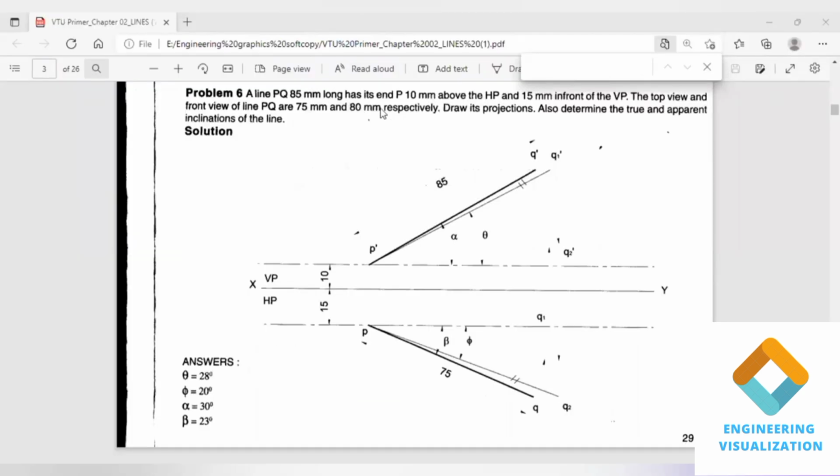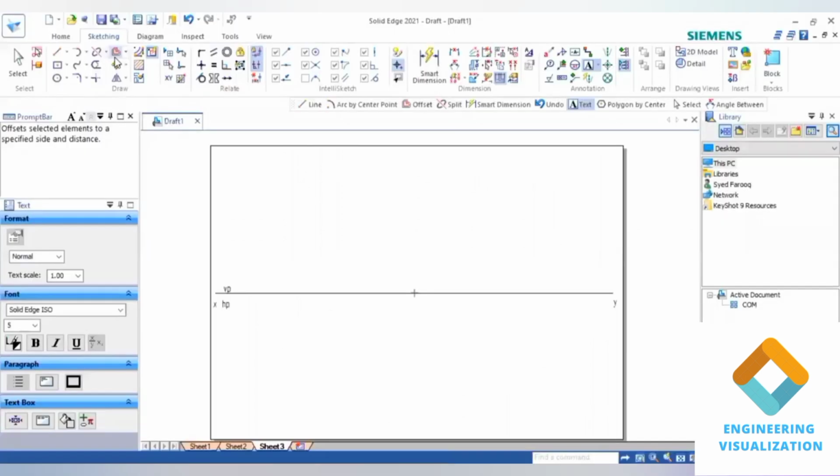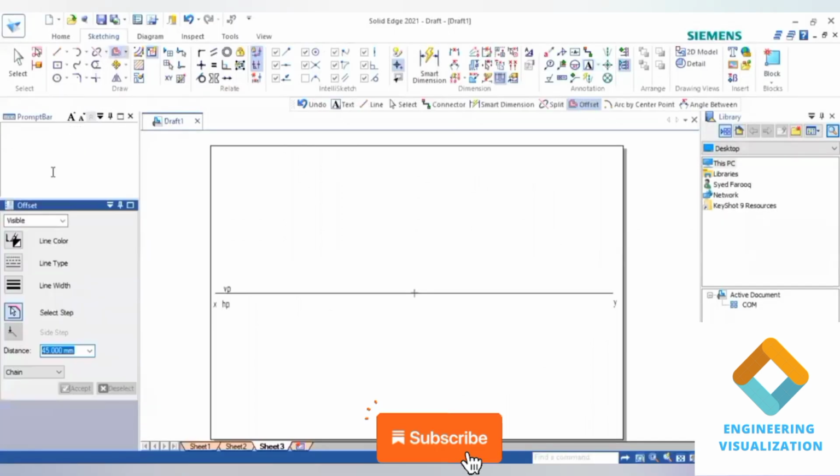So PQ given 85 mm long has its end P 10 mm above HP, 15 mm in front of VP. The top and front view are given, that is 75 and 80 mm. Using this we have to construct. So initially I have drawn an XY line here, VP HP drawn.